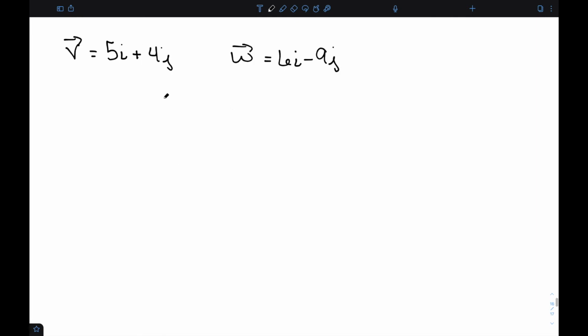I can also combine this idea of scalar multiplication and addition or subtraction. Let's suppose I wanted to find 4v minus 2w. Let's start with 4v. This would be 4 times 5 is 20, and 4 times 4 is 16. So 20i plus 16j.